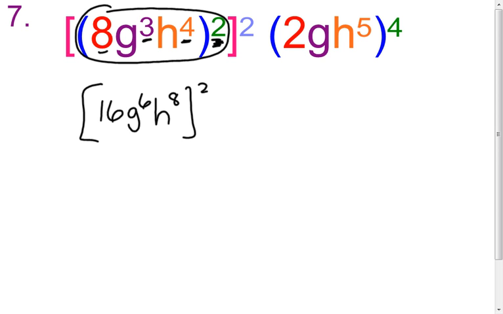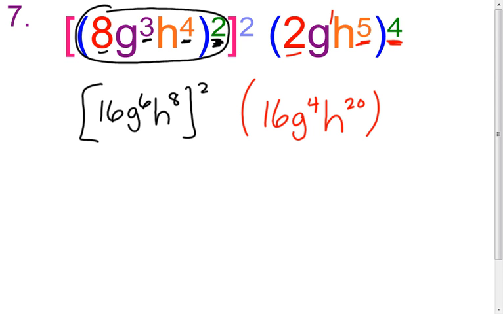Okay? On the right-hand side, I'm going to take 2 to the 4th power, which is 2 times 2 times 2 times 2. 2 times 2 is 4, times 2 is 8, times 2 is 16. g to the 1 times 4, which is 4. h to the 5 times 4, which is 20.